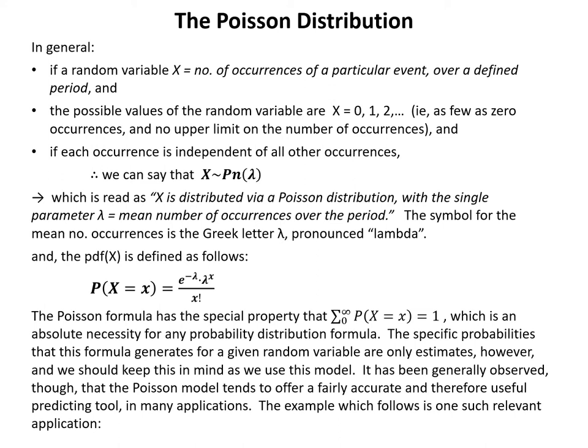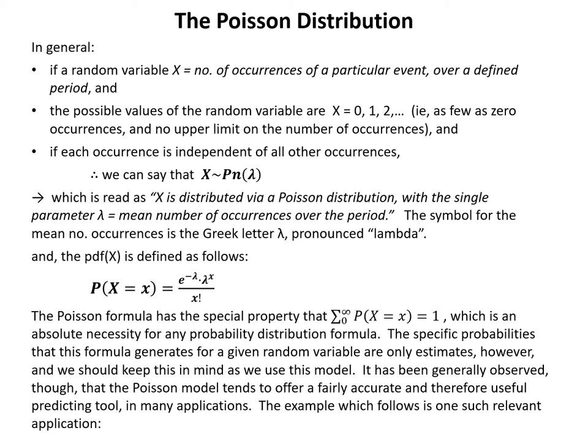And the actual mathematical model that we get for the Poisson distribution, in other words, the PDF function for x, is defined as follows. The probability of x equaling any value little x is equal to e to the power of minus lambda times lambda to the x divided by x factorial. Now, the Poisson formula has the special property that the sum of all of the probabilities from 0 to infinity equals 1. Of course, it has to. This is an absolute necessity for any probability distribution formula, as we've previously discussed.